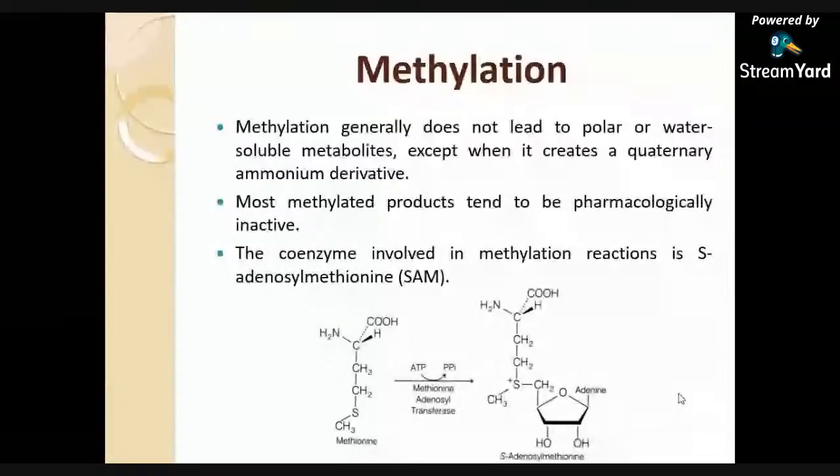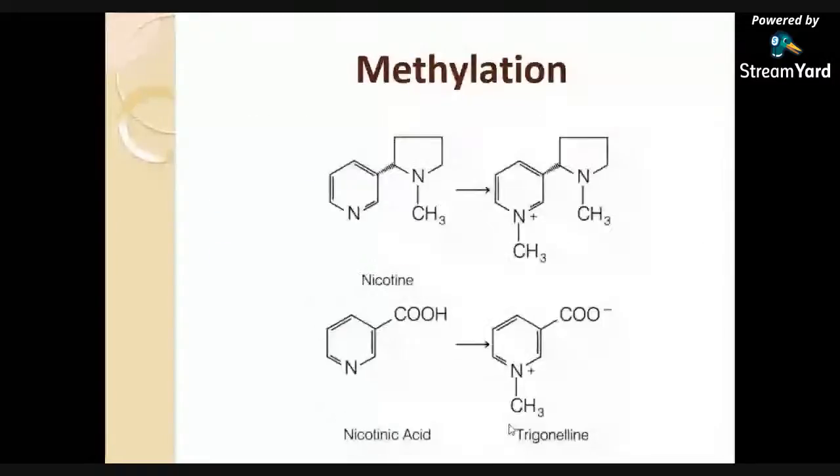So you can see here in the reaction, the methionine is there in presence of the methionine adenosyl transferase, and it will give the end product S-adenosyl methionine, which is abbreviated as SAM. So it is the end product of this methylation reaction. Okay, next one is nicotine is there. So these are some examples of methylation reaction. Nicotine is there, then nicotinic acid is there. Nicotinic acid is further converted into trigonelline.